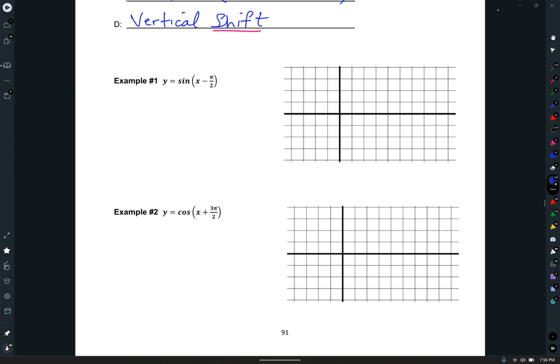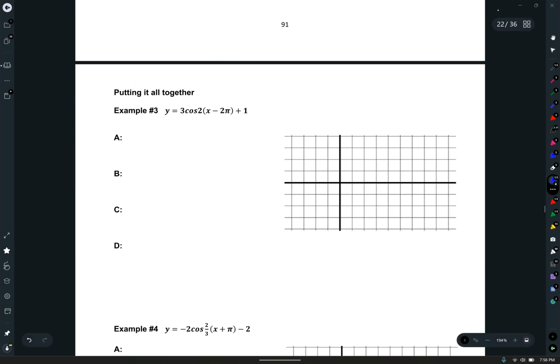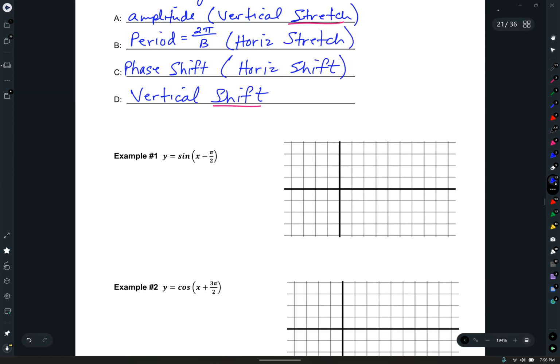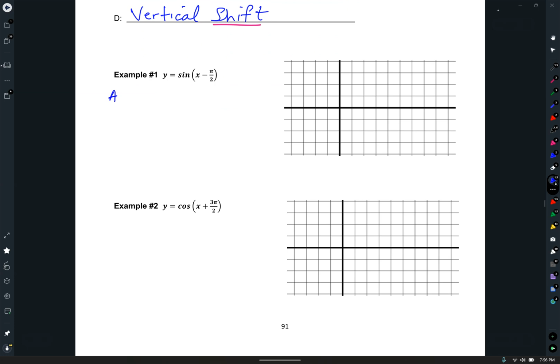Now, you don't have to write out everything. I think it would be helpful to, at a minimum, give yourself an A, B, C, D as a mental checklist. So I know that A tells me the amplitude, and in this case, the A number out in front is 1. I know that B might adjust the period. In this case, the B number, remember the B is what's out in front of the X, out in front of the parentheses, and if there's not a number, it's an implied 1. And anytime it's 1, the period is 2 pi over 1, so the period is just 2 pi.